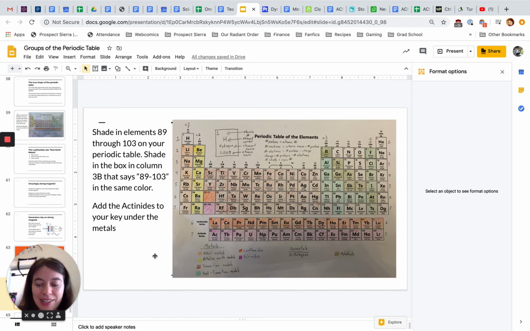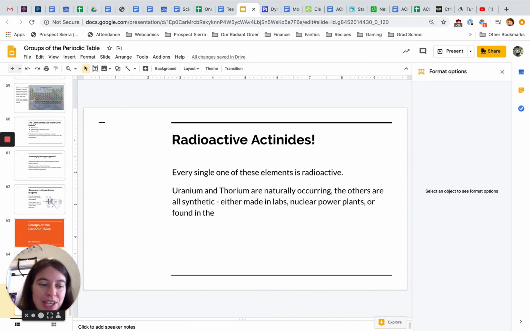Ready? All right. The thing you need to know about the actinides is that they are radioactive. Every single one of these is radioactive. These atoms are so big that they tend to be kind of inherently unstable. They will break down into smaller elements. So some of these, like uranium and thorium, we actually can find naturally in the Earth's crust. There is uranium. You can build a uranium mine and pull it out of the ground. You can find thorium in the Earth as well. Everything else on that row is synthetic.